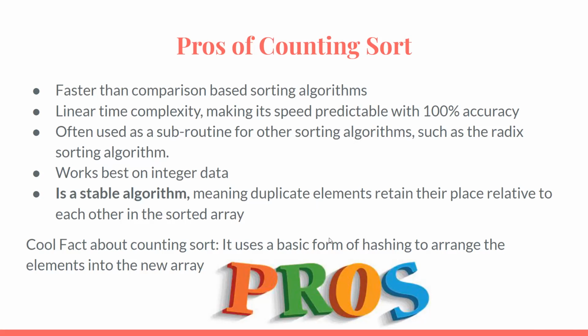And a cool fact about counting sort is that it uses a basic form of hashing to arrange the elements into a new array. So, like Antoine said, some arithmetic is performed on the elements in the original array, and then those elements are placed accordingly into the new array. So that's a basic form of hashing.